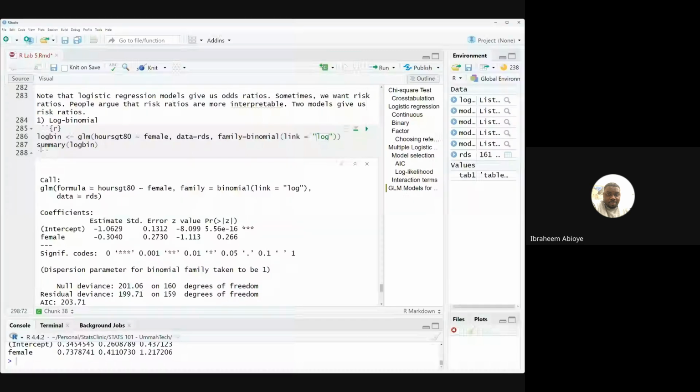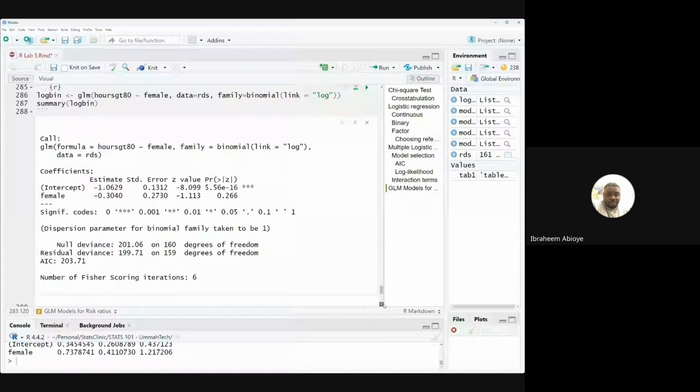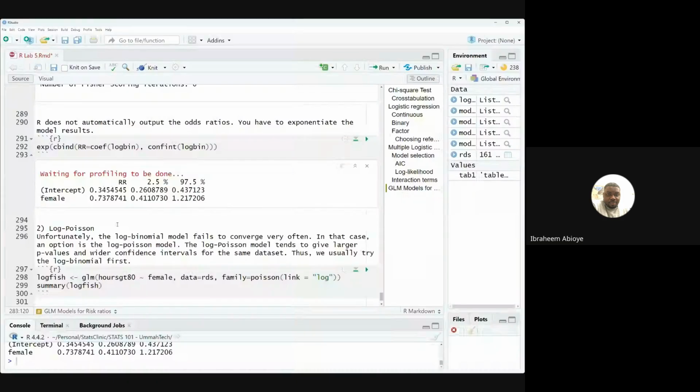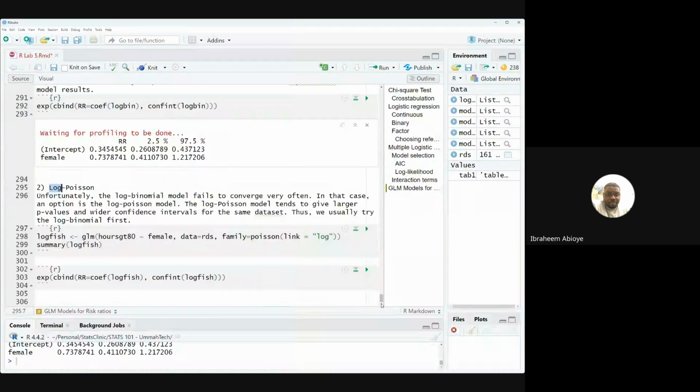So in those situations, when you have the log binomial breaking down, but you're still interested in the risk ratio, you can use something called the log Poisson. It's called the log Poisson to make it easy for you to realize that this isn't the log in the Poisson family of models, but we're taking the log. So everything else is the same as the model that we just saw, except that the family is Poisson. Here as well, the link is the log.